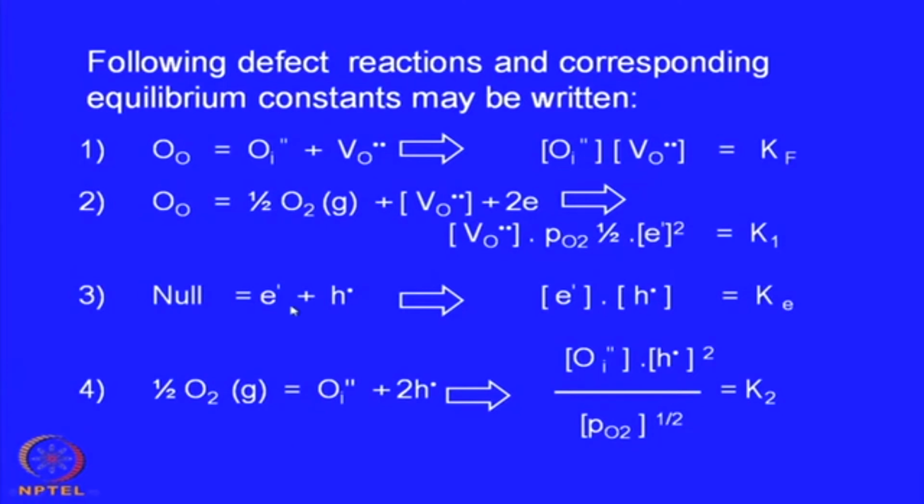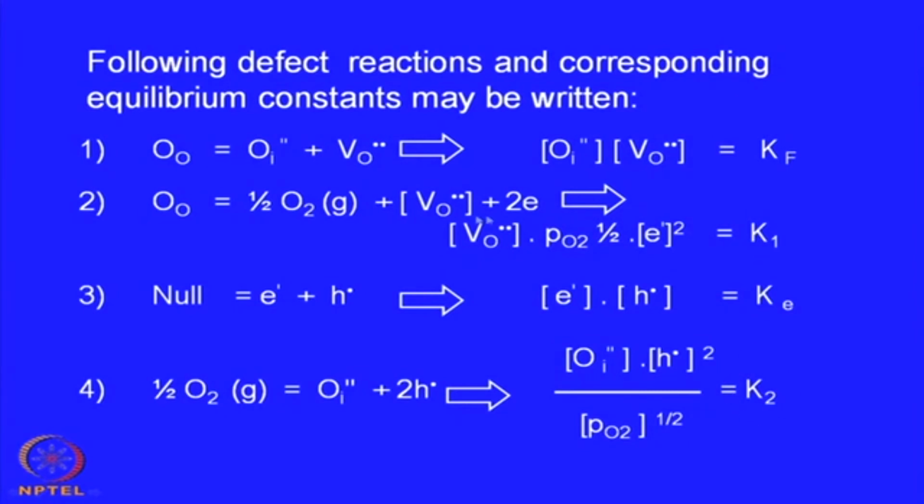So, this also will have another equilibrium constant. So, there are 4 equilibrium constants corresponding to 4 different reactions: Kf, K1, Ke and K2.